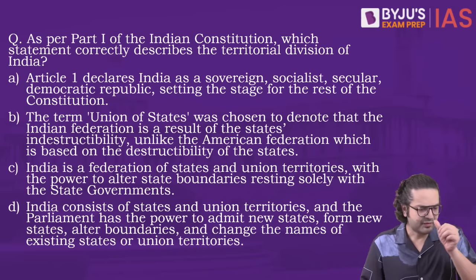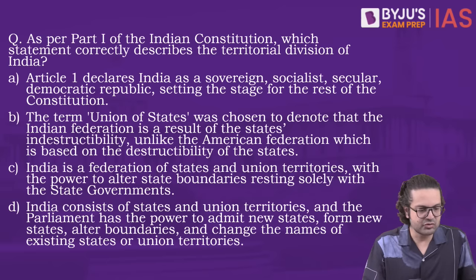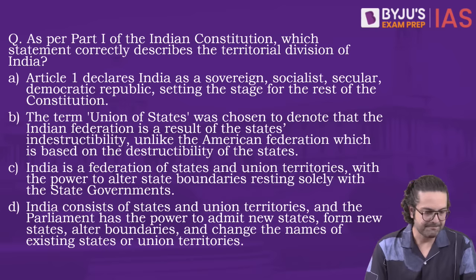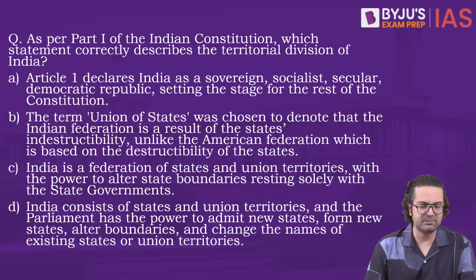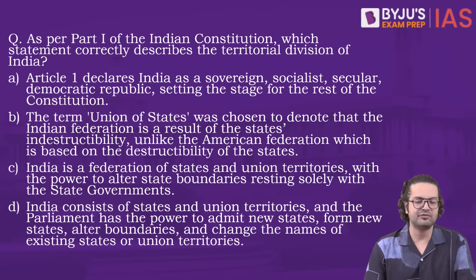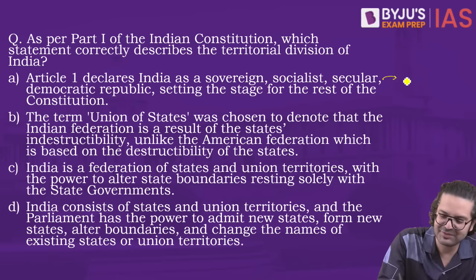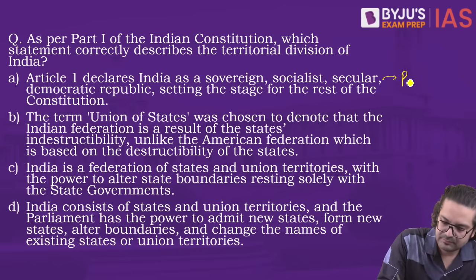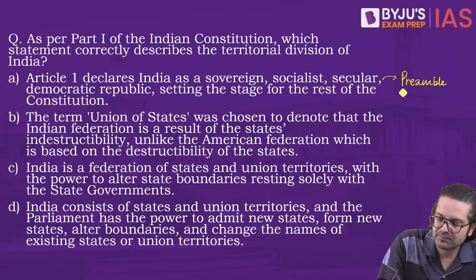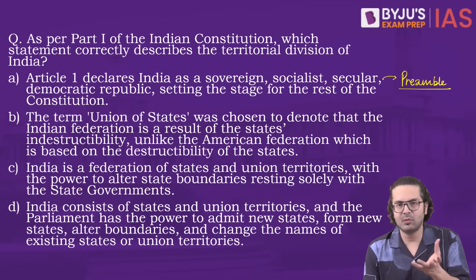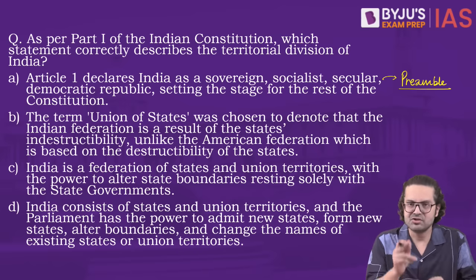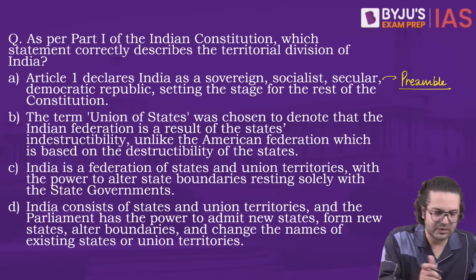Next question. As per Part 1 of the Indian Constitution, which statement correctly describes the territorial division of India? Article 1 declares India as a sovereign, socialist, secular, democratic republic, setting the stage for the rest of the Constitution. This is mentioned in the preamble. I think because of the recent controversy that erupted with respect to Article 1, everybody now knows that Article 1 is what India, that is Bharat, shall be a union of states. So 1 is wrong.